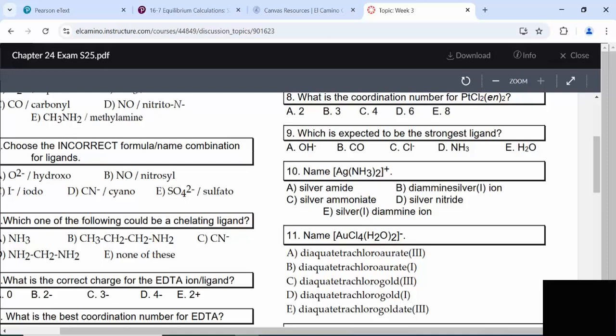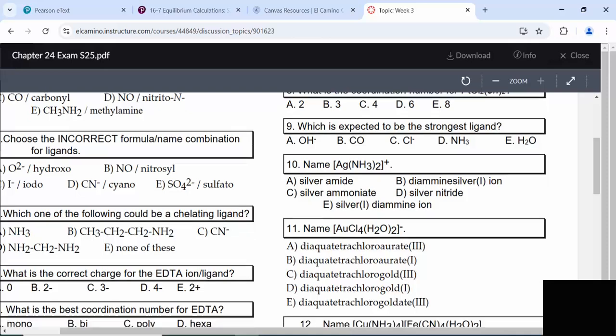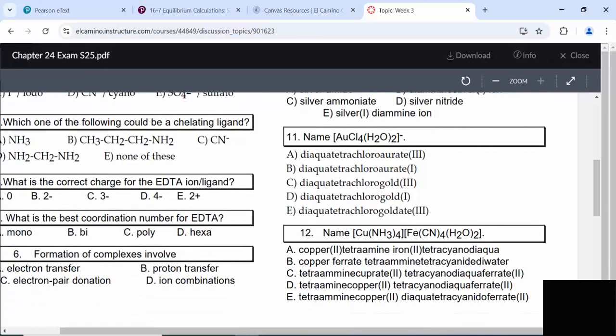B. 10. What's the correct answer for 10? B. Diamine silver 1 ions, correct. 11. A.